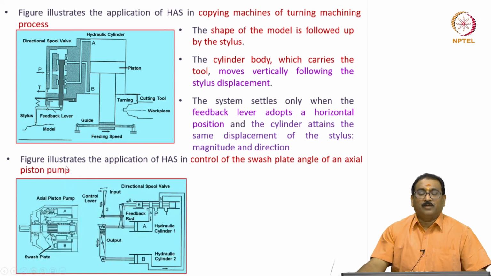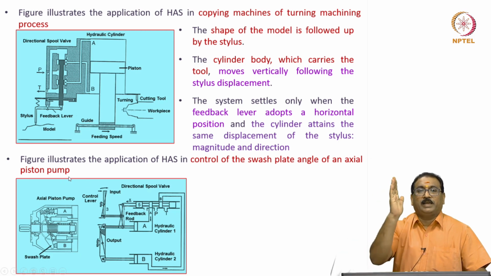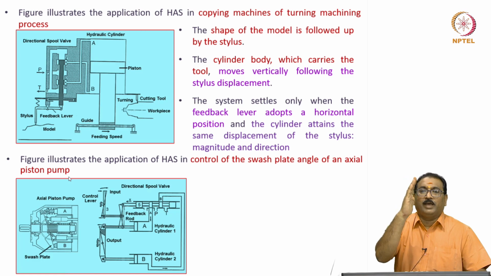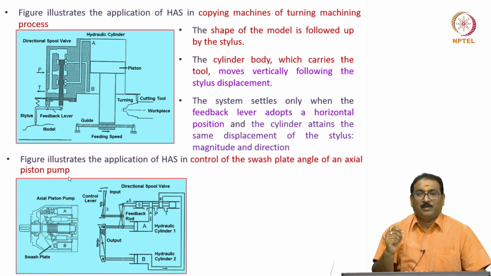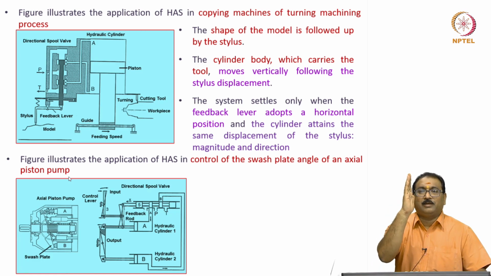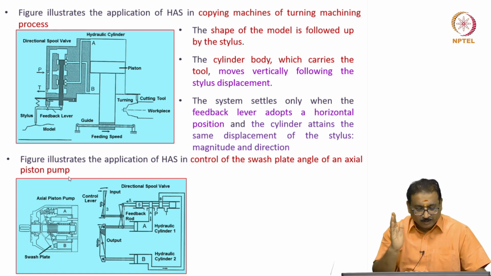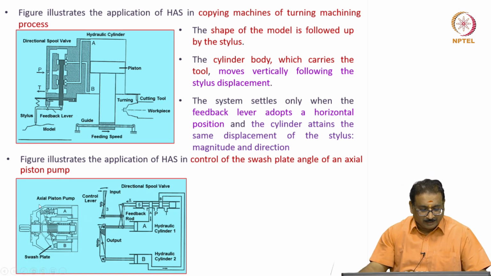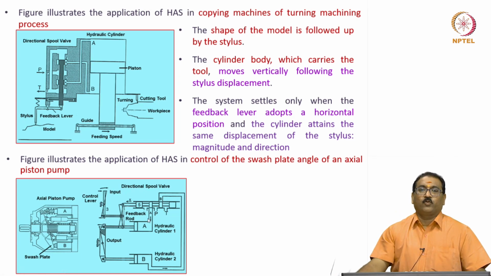Now, one more figure illustrates the application of HAS in the control of the swash plate angle of the axial piston pump. Swash plate angle, as you know, when it varies, the flow varies. Whenever it is in the middle position, center, there is no flow, correct? How to achieve this? You will see here I have shown the axial piston pump. Here it is a swash plate, correct? This swash plate movement is altered using the hydraulic servo actuator.